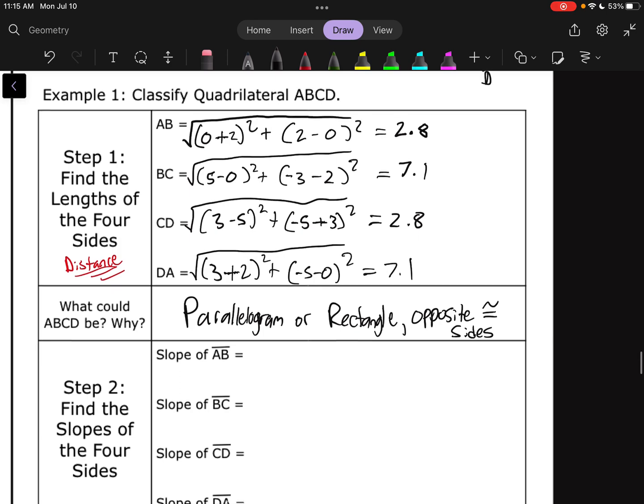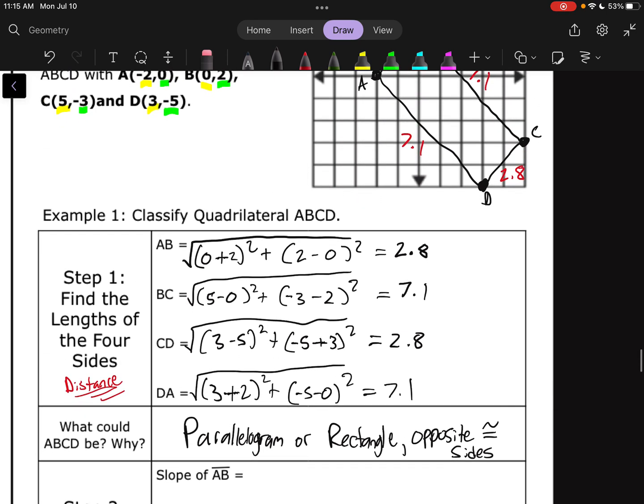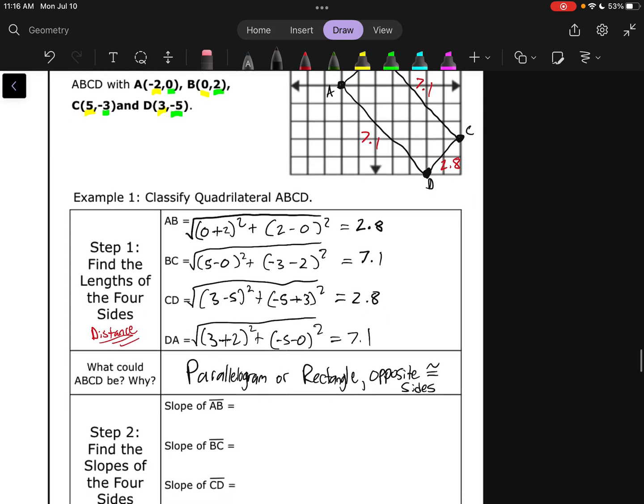So now it is time to do the slope formula for our different sides. So for AB, if we're doing the slope formula, we need to do y2 minus y1 over x2 minus x1. Right, so this will be 2 minus 0 over 0 minus -2, or 0 plus 2. 2 minus 0 is 2. 0 plus 2 is 2. 2 over 2 is 1.